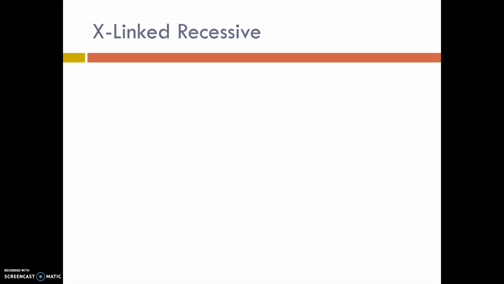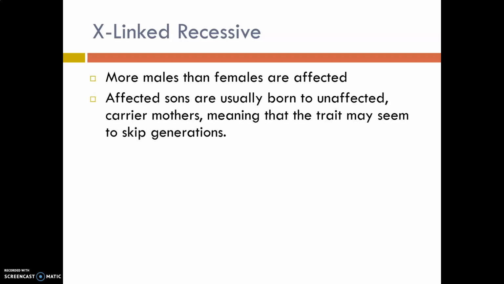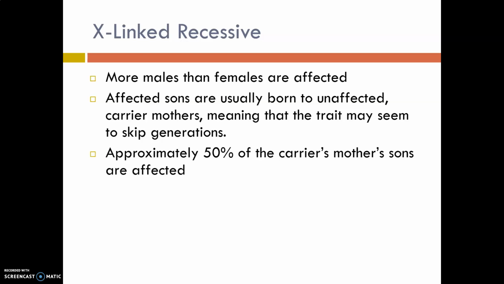Now for X-linked recessive, here are things you're going to look for. First is that males are going to be affected more than females. The second thing, affected sons are usually going to be born to unaffected carrier mothers. So if you look at that pedigree, it's going to look like the trait skips a generation. If you've got a mom that is unaffected, then she has sons that are affected, it's going to look like that trait skipped that mom's generation. Now, about 50% of a carrier mother's sons are going to be affected.